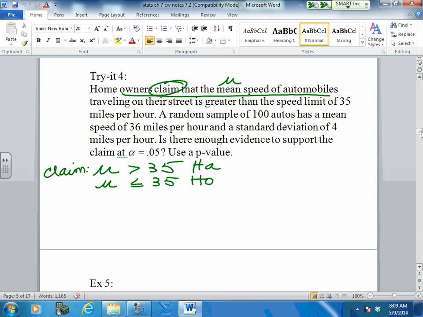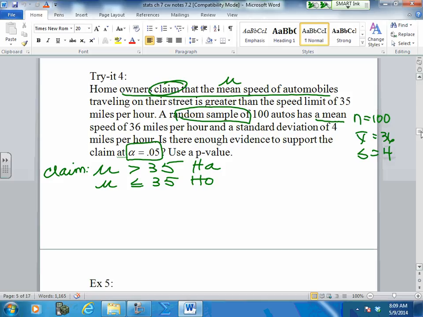Now, in a random sample, here's my sample, pull this out. Sample of 100 has a sample mean of 36 and a standard deviation of 4 miles an hour. Here's my level of significance, 0.05. Is there enough evidence to support this claim? Now let's check. Support means my claim should be which one? HA. So is my claim HA?